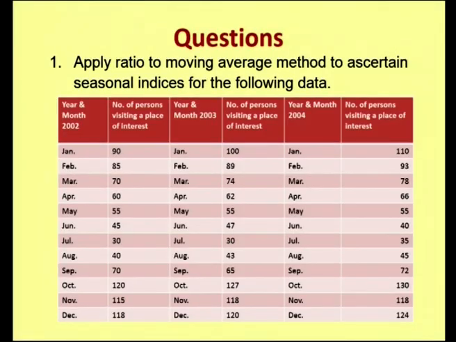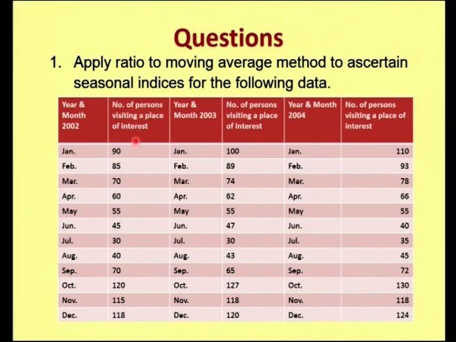Based on the discussion in this session, the following question may be posed. Apply the ratio to moving average method to evaluate the seasonal index for the following data. Year and month of 3 years have been given: 2002, 2003 and 2004, each from January to December, along with the number of persons visiting a place of interest in all the 3 years.